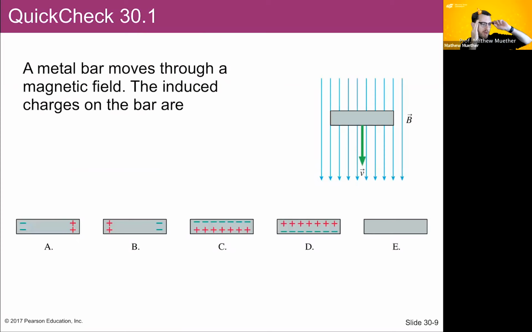So what about this one? I have a metal bar that's moving through a magnetic field. The magnetic field points downwards and this conductor is also moving downwards. How are the charges going to separate in this conductor? Can you identify which charge separation is indicative of what would happen in this case?